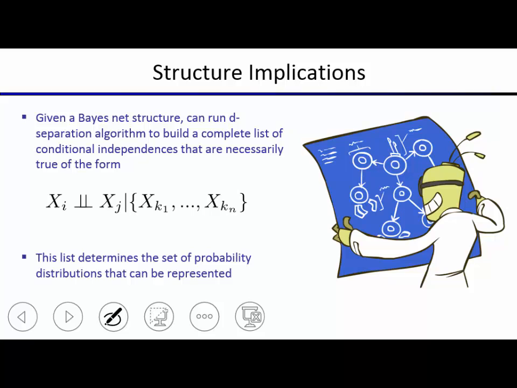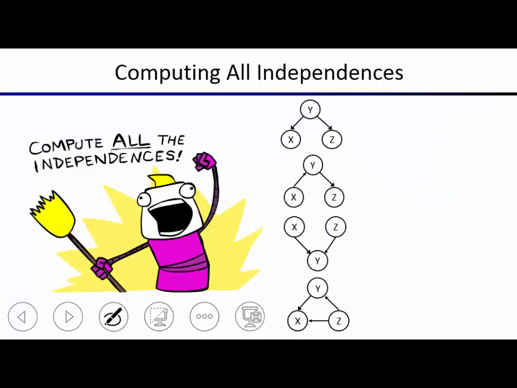Okay? So let's start doing that, right? Let's look at some Bayes nets and determine all independencies that are there. First one here. What is the list of all conditional independencies that are true for this Bayes net structure? Well, we have x independent of z given y, and it turns out that's everything. There's nothing else that d-separation or any kind of calculation can give you beyond that.